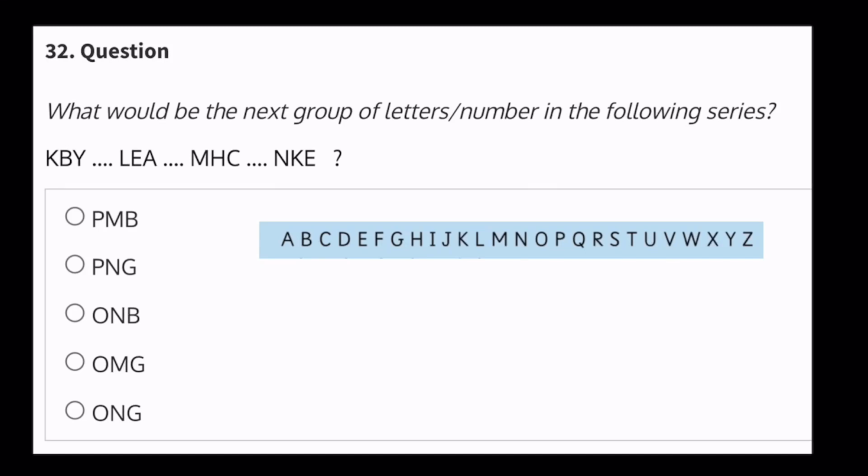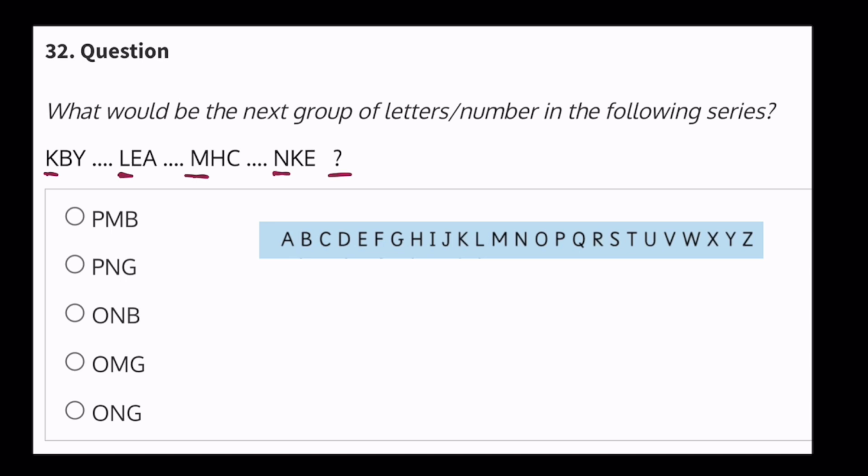What would be the next group of letters or numbers in the following series? We have 4 elements, and we need to detect a pattern among these elements to predict our next in series. So we're going to start by looking at the first letter in each element, and we're going to map this out on our alphabet.